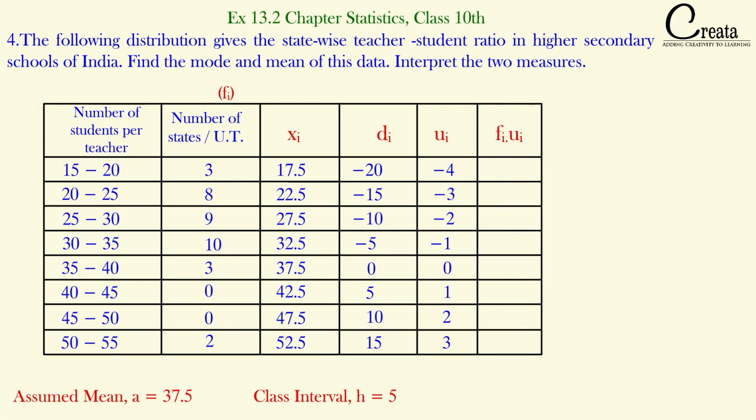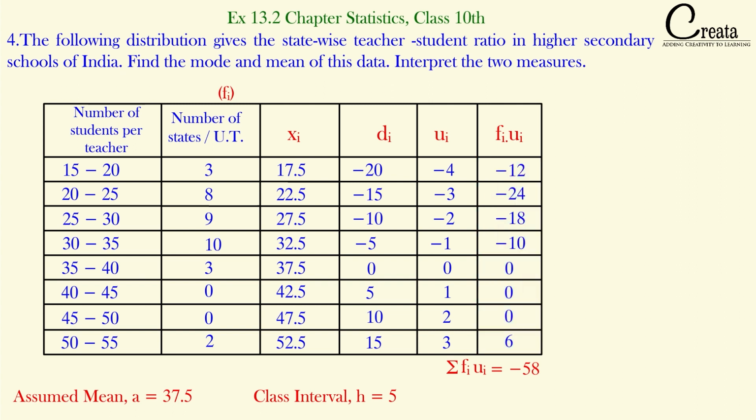So let's add the last column, which is fi into ui, in which we multiply fi with ui. Let's do so. 3 into minus 4 is minus 12. 8 into minus 3 is minus 24. Next, it is minus 18, minus 10, 0, 0, 0 and 6. So we got the values of fi into ui. Our next step, we add all the values of fi into ui to get sigma fi ui. Let's add all these values. We got the result as minus 58.